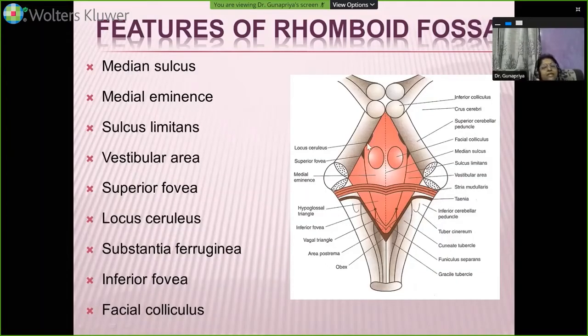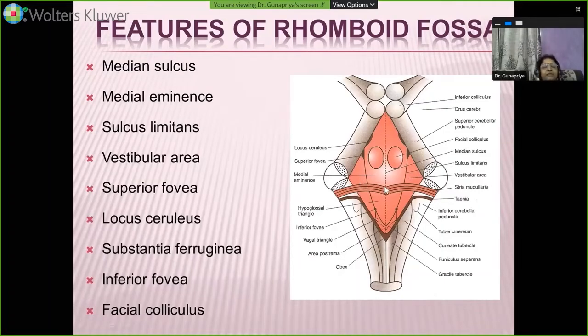This locus ceruleus contains neurons which contain melanin pigment, and they are supposed to contain the substance known as substantia ferruginea. So locus ceruleus is made up of cells which contain melanin pigment and substantia ferruginea. Ferruginea gives a clue that there is some iron content also here. That's why this locus ceruleus appears dark gray or pale black in color. So these are the features in the upper pontine part of rhomboid fossa.